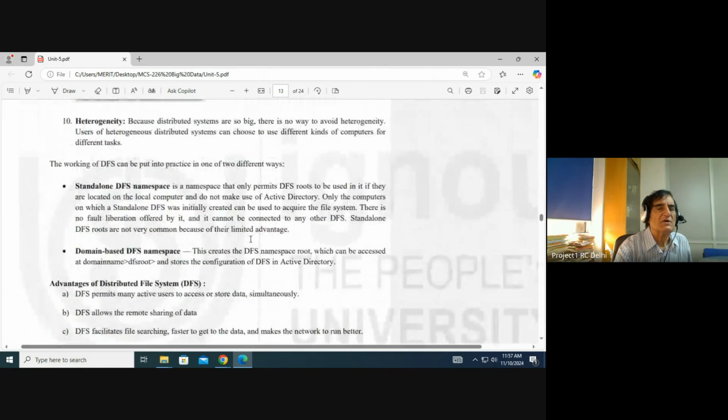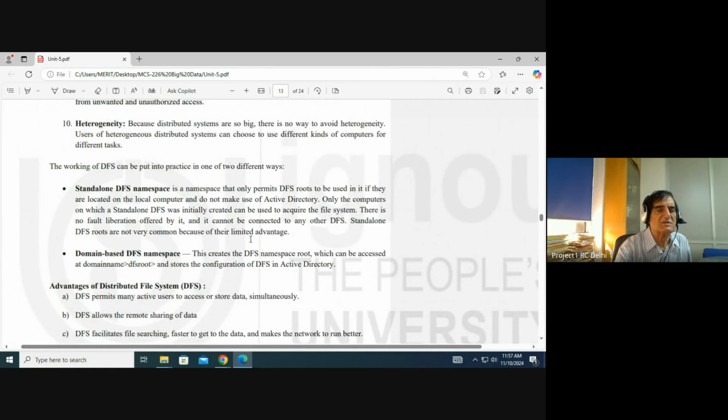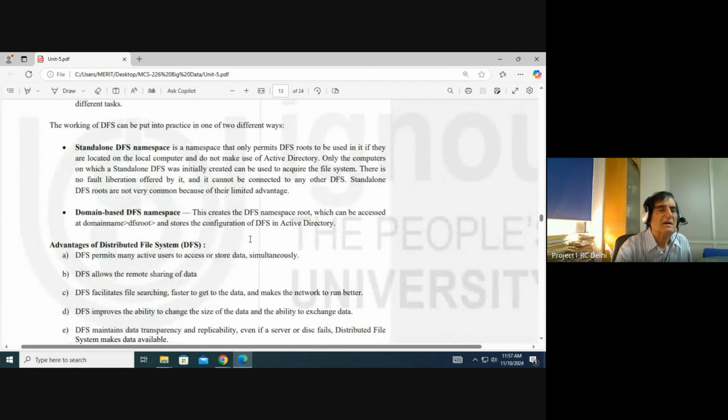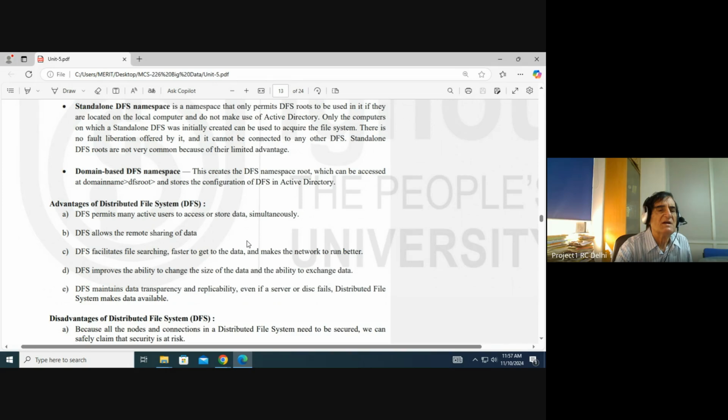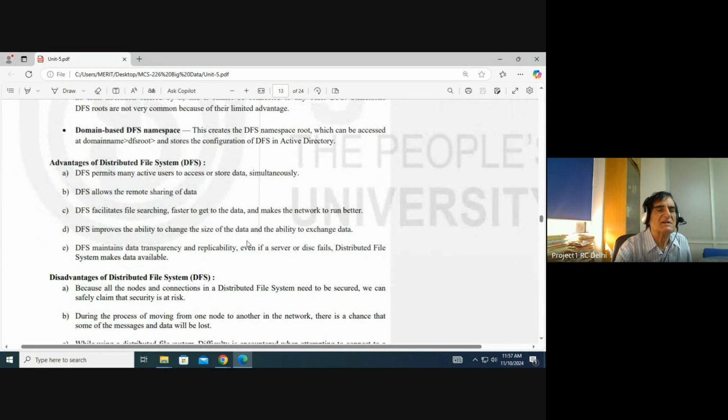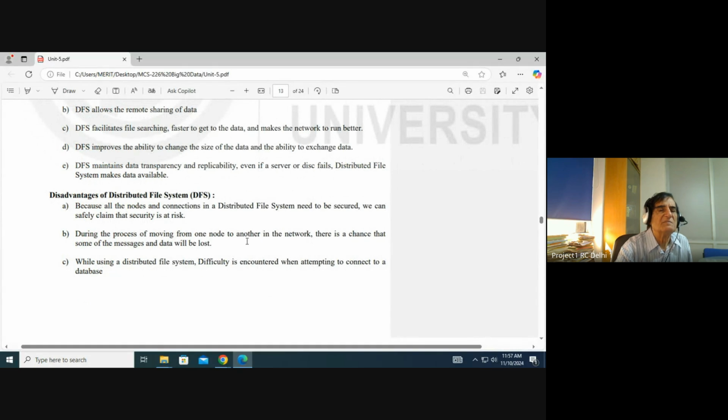Okay, so now you can see the advantages of a distributed file system, DFS. DFS permits many active users to access it. DFS allows remote sharing. DFS facilitates searching. DFS improves the ability to change the size of the data. DFS maintains data transparency, etc.